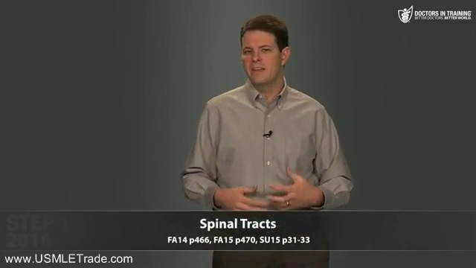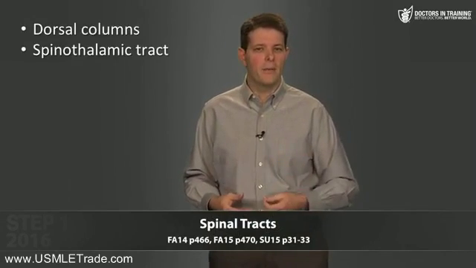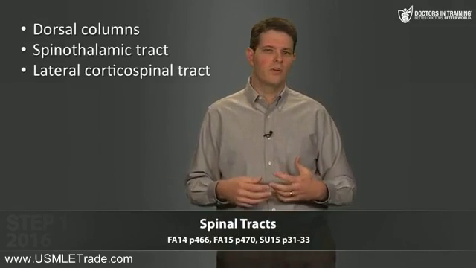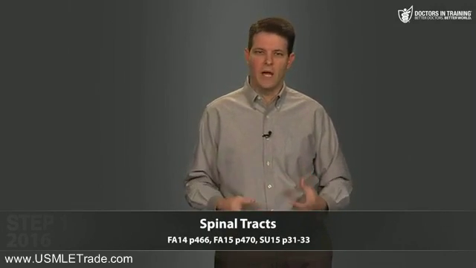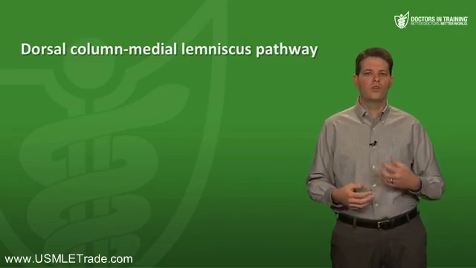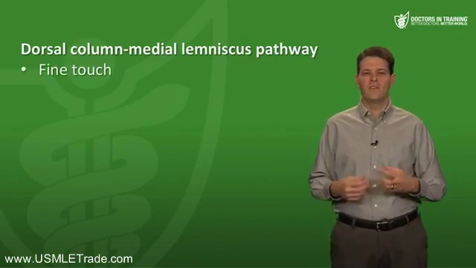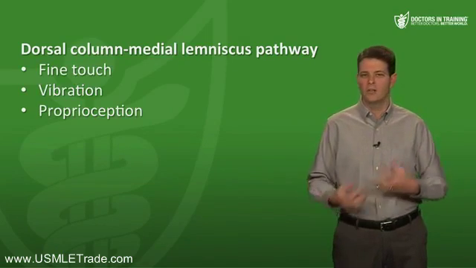There are 3 main spinal tracts we need to discuss: the dorsal columns, the spinothalamic tract, and the lateral corticospinal tract. So we're going to focus on the location of these tracts later on. This is just a little preview. For now, I want to focus on what kind of information these tracts carry and where they decussate. So let's start with the dorsal column medial lemniscus pathway. This is the pathway that carries fine touch, vibration sense, and proprioception signals from the body to the brain.